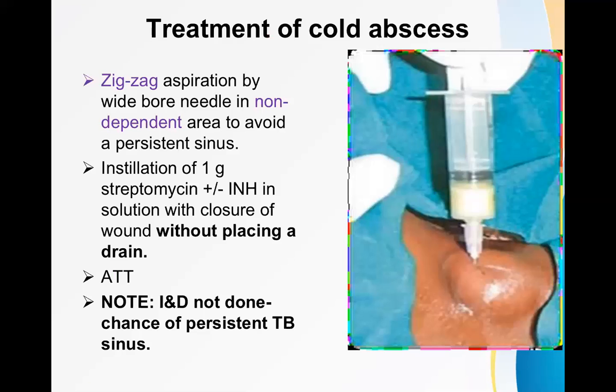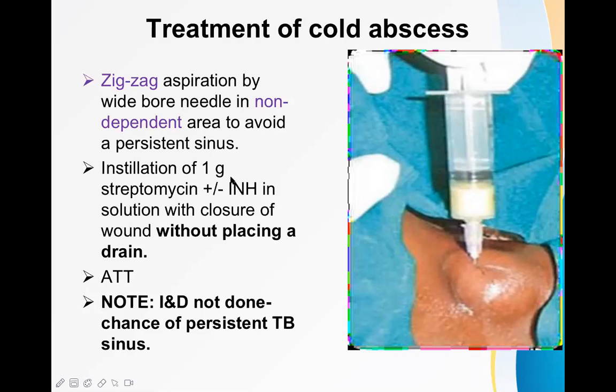Now the final part is the treatment. So how do we treat cold abscess and how do we treat tubercular sinus? Let's talk about it. If it is still in the stage of cold abscess, we can go for aspiration, and this aspiration is done by zigzag pattern in the non-dependent area, because incision and drainage is actually contraindicated in this situation. If we do that, we can turn this abscess into a persistent sinus. So incision and drainage is not done, and we go for zigzag type of aspiration.